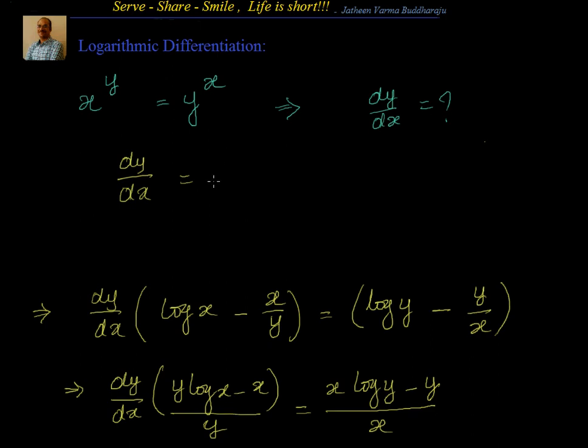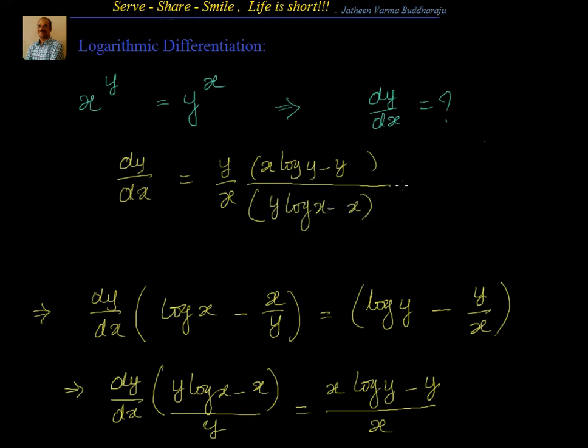The next step will be, we can directly write down now dy by dx. Dy by dx equal to y by x multiplied with x log y minus y by y log x minus x.